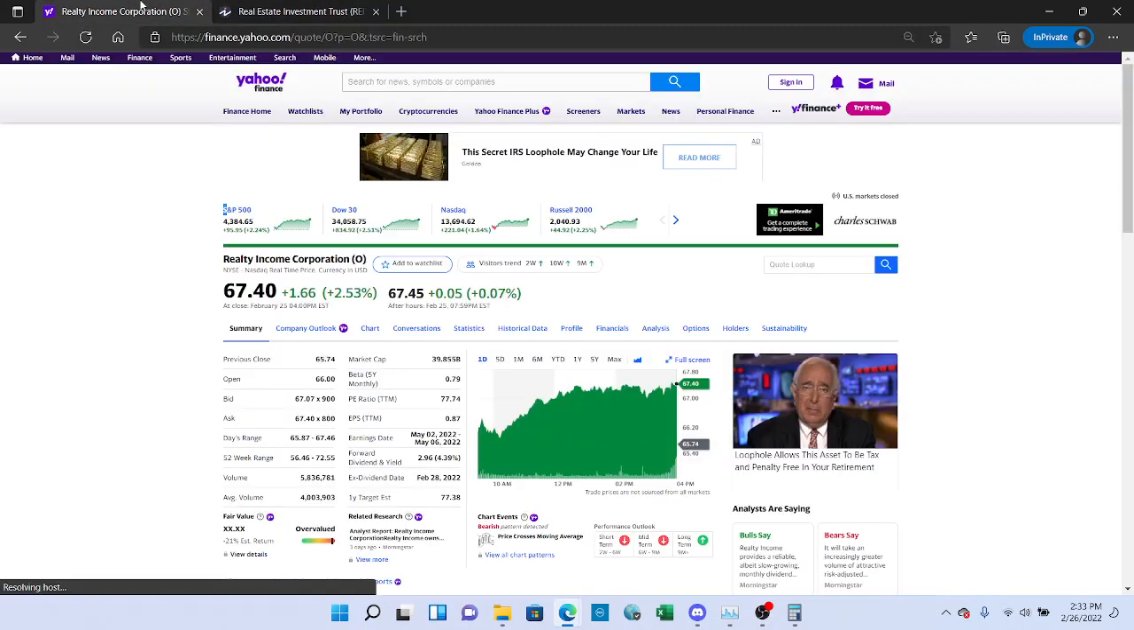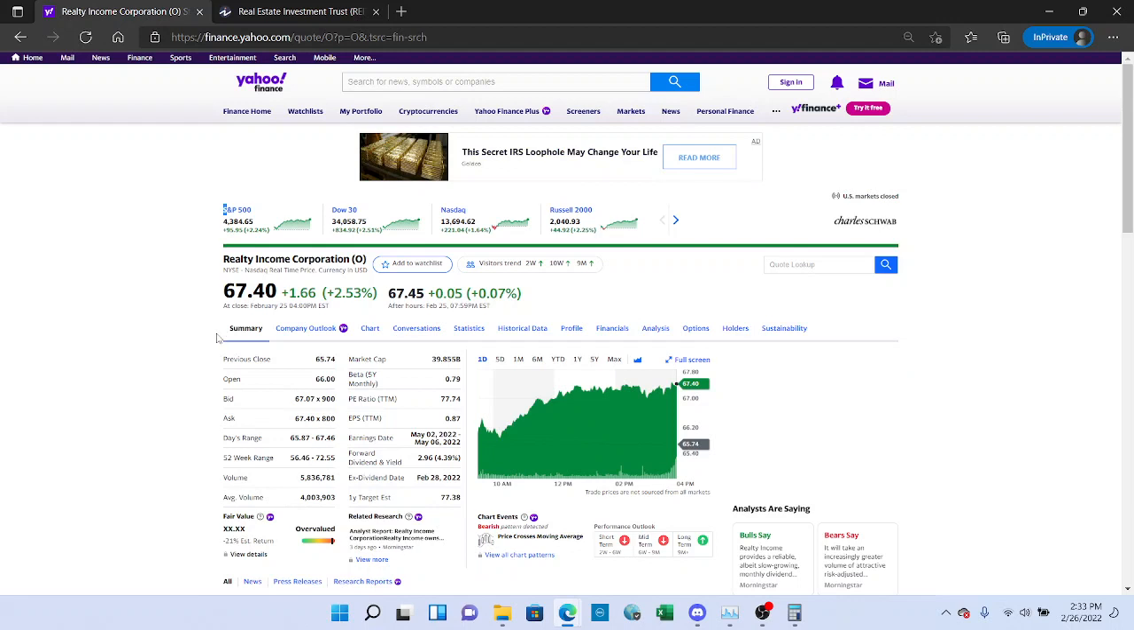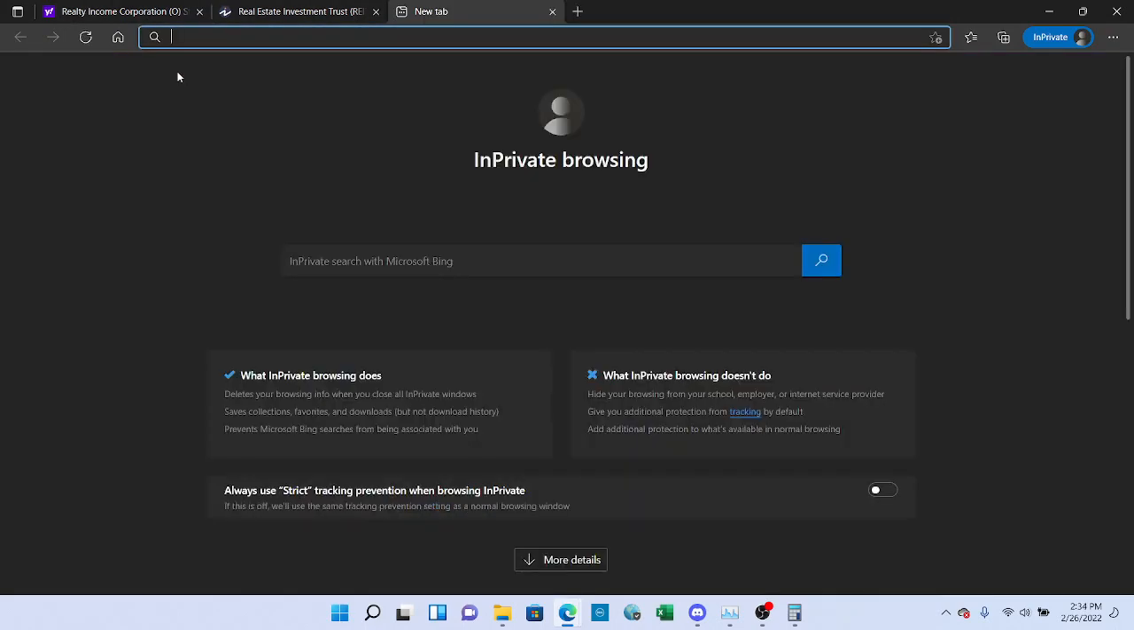So here is an example of a REIT. It's called Realty Income Corporation. Now, full disclosure, I don't own this company, nor am I recommending that you buy this company. This is just an example. So, one of the most important things I like to look at is consistency in a company's dividend. So, let's go ahead and look at that.